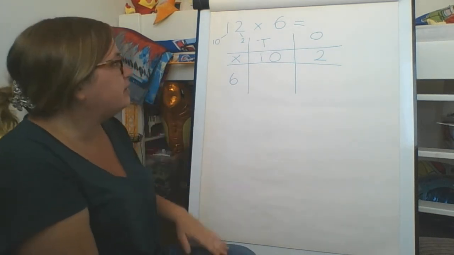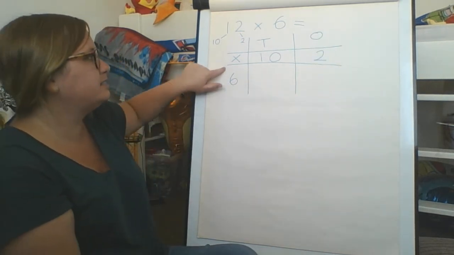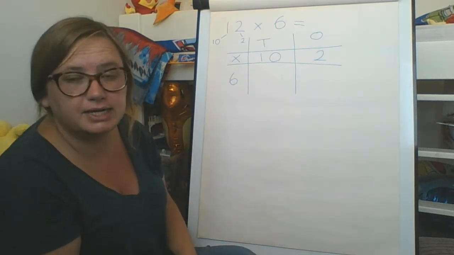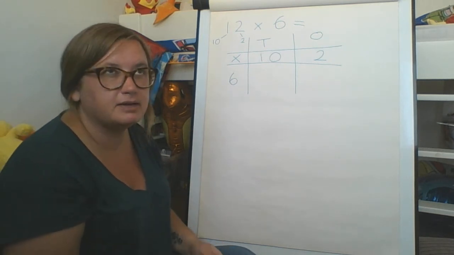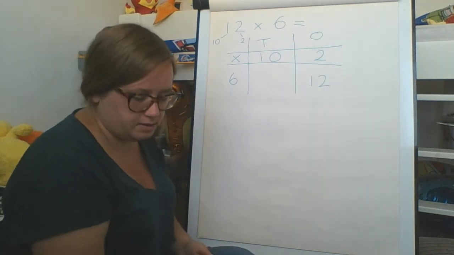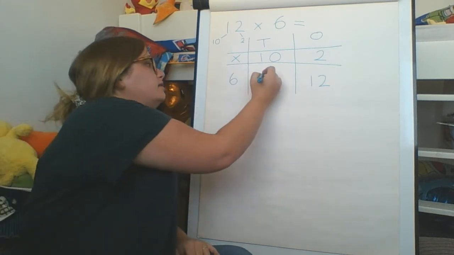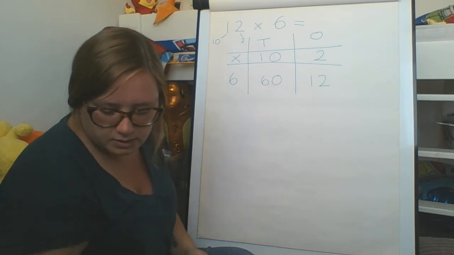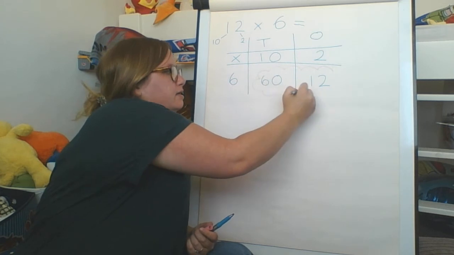Okay, so then we're going to look at our ones column. We're going to say, right, what is 6 times 2? Hopefully you've been practicing your times tables, your 2s, 5s and 10s, and you will be able to know, 6 times 2 is 12. Okay. Then if I move along to this column, I'm going to say, right, what's 6 times 10? 60.